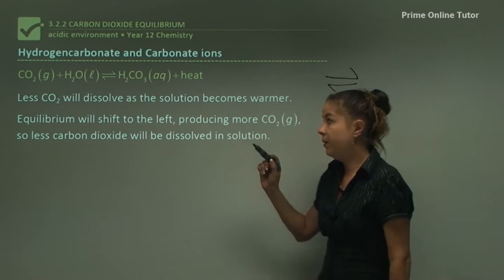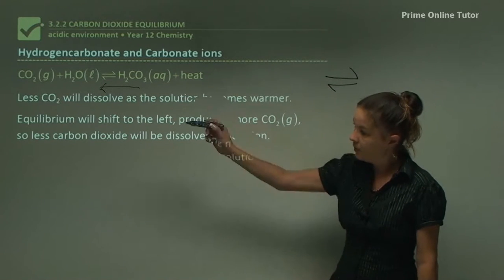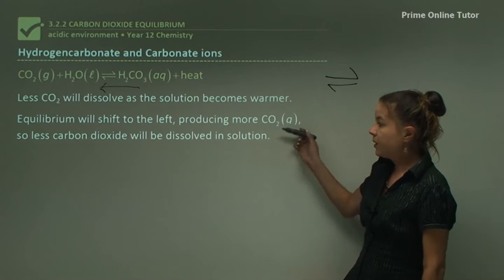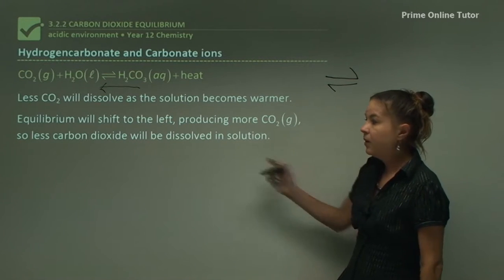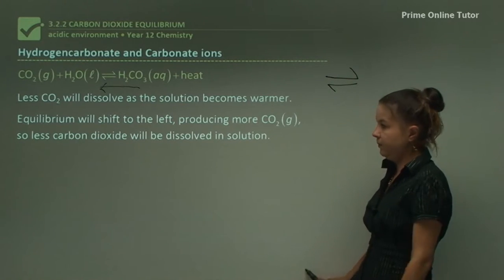Equilibrium will shift to the left because it's trying to get rid of that heat, to disperse it by going back to the product side of the reaction. So it will actually produce more CO2 gas, so therefore less carbon dioxide will actually be dissolved in the solution.